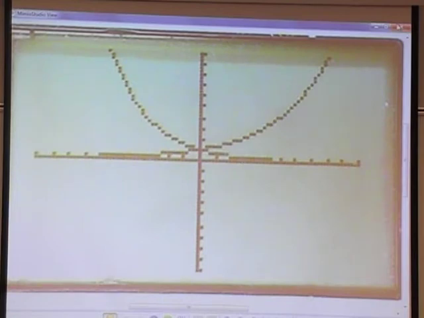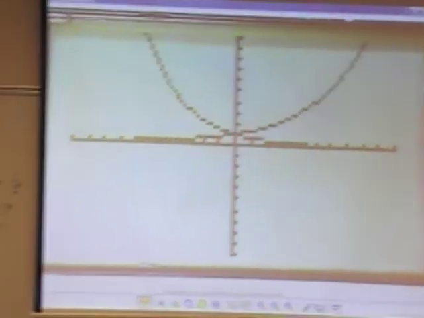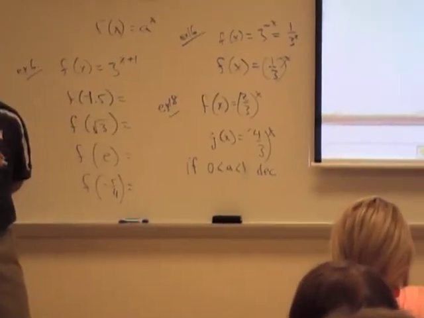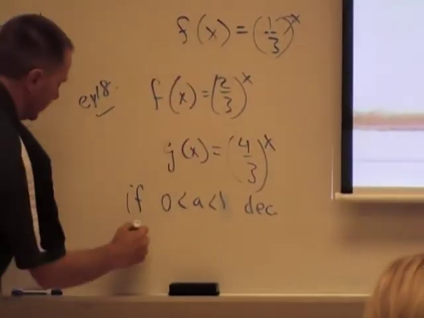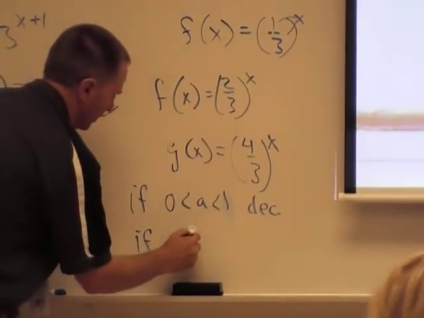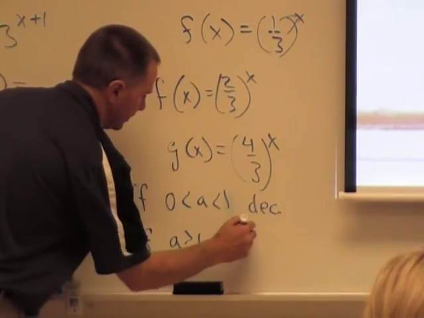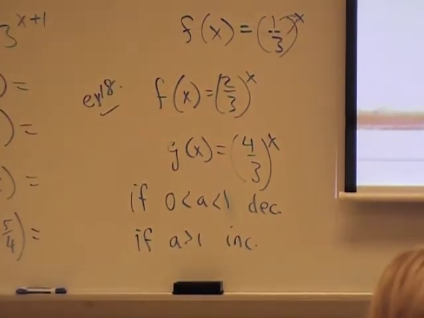Oh, okay. So if a, the base, is between 0 and 1, it decreases. And if a is greater than 1, it increases. And that would be a true conjecture. Okay? Got it?